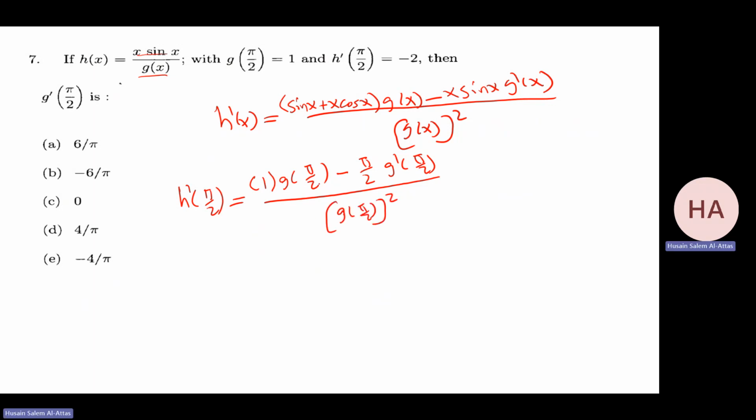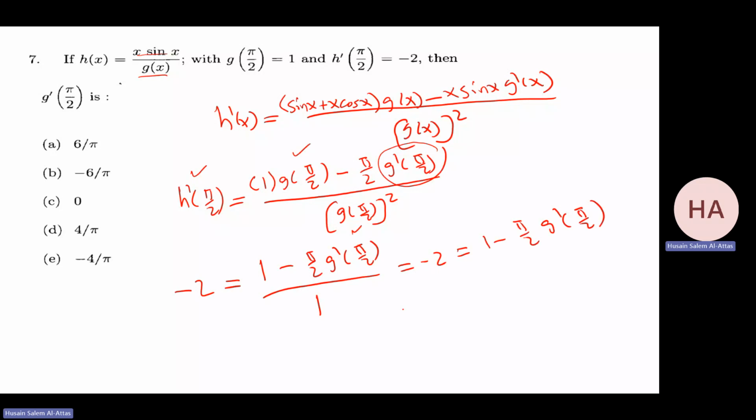g squared. Usually he gives us g at pi over 2 and g prime and wants h prime. No, this time he gave us this, which is this one, and he wants the other. So we do our calculation. We just substitute. Now g at pi over 2, which is 1, minus pi over 2 times g prime at pi over 2, which is what I'm looking for, over g at pi over 2 squared, which is 1. So I have minus 2 equals 1 minus pi over 2 g prime at pi over 2.